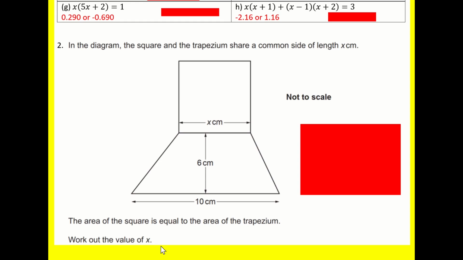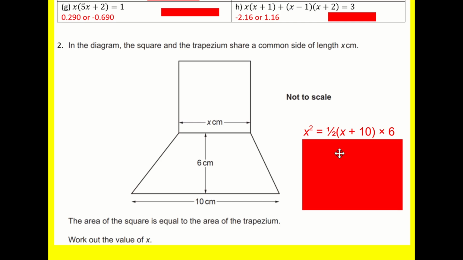So when you're doing questions, you don't know if it's going to turn into a quadratic that you can factorize or you can't. In this case, you need to set the area of the square equal to the area of the trapezium. They share a side, and that's how you're going to be able to solve for x.